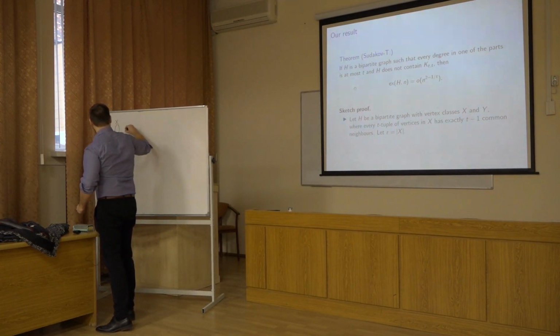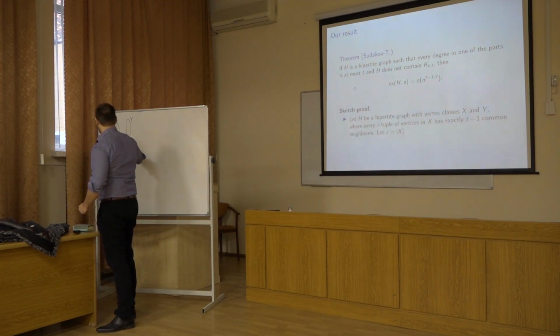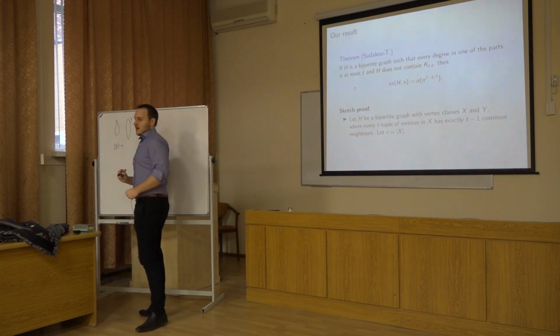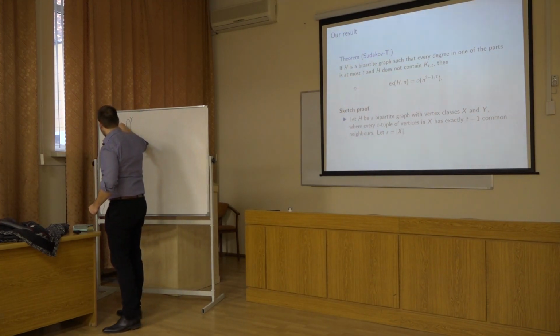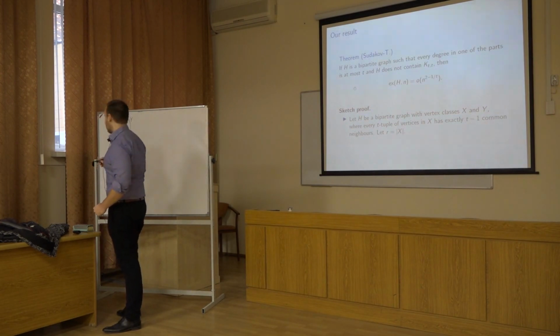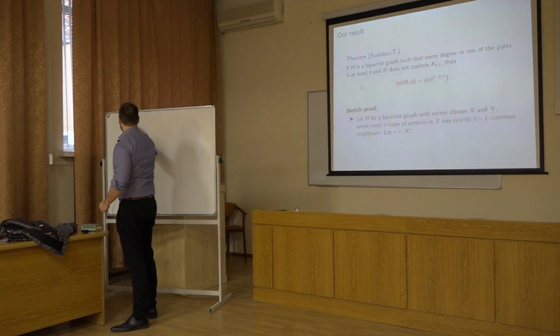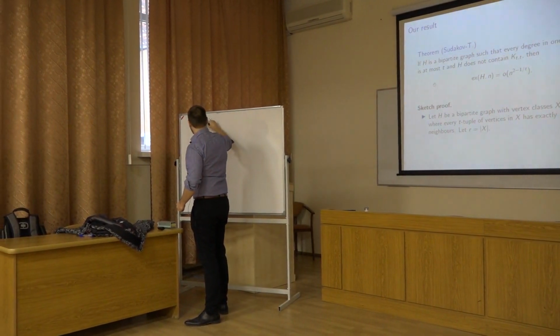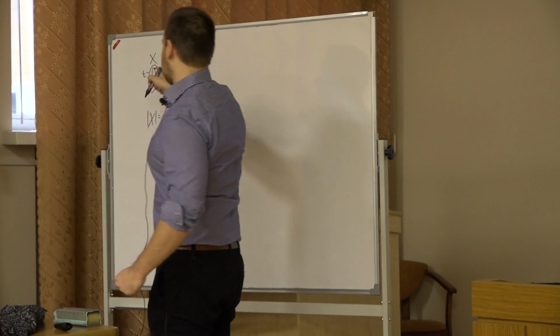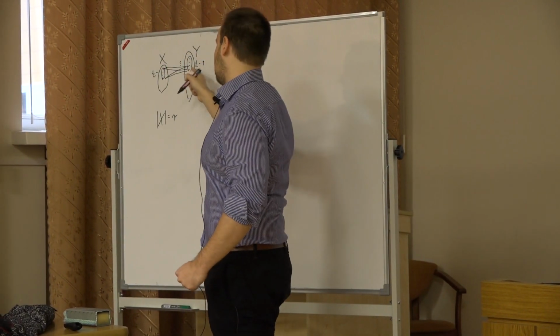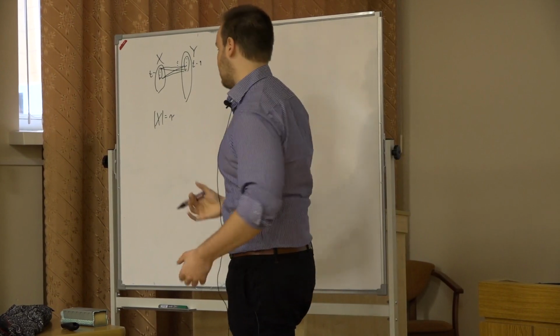So this is going to be our graph H. We have two vertex classes, where X is of size r, and it has the property that for every t-tuple of vertices in X, there are exactly t minus 1 common neighbors. And for distinct hyperedges, these t minus 1 vertices are also distinct.